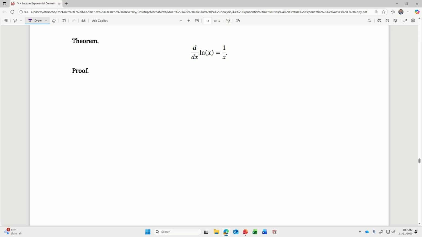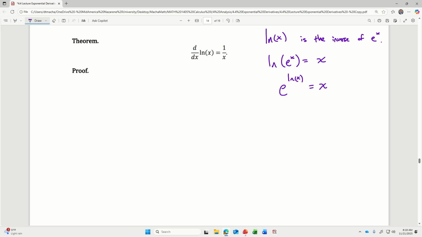And so what I know about the logarithm is that the natural logarithm of x is the inverse of e to the x, which means that if I were to take the natural logarithm of e to the x, I get x. And if I get e to the power natural log of x, that cancels and that just gives me x. And that's the way we defined the natural logarithm.